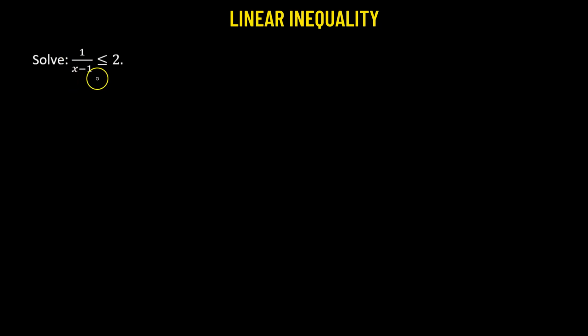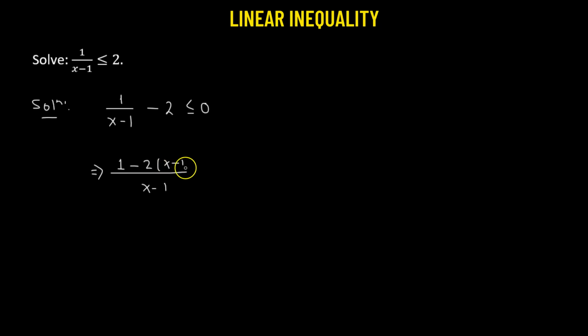We need to solve the following linear inequality. So we'll begin by rewriting our given linear inequality as 1 over x minus 1 minus 2 less than or equal to 0. Right. Now we'll combine the two terms on the left hand side. Here we have x minus 1 in the denominator, and in the numerator we have 1 minus 2 times x minus 1. So this value is less than or equal to 0.